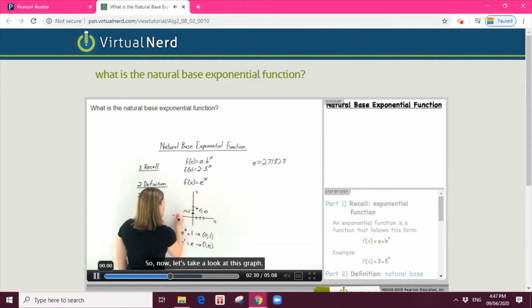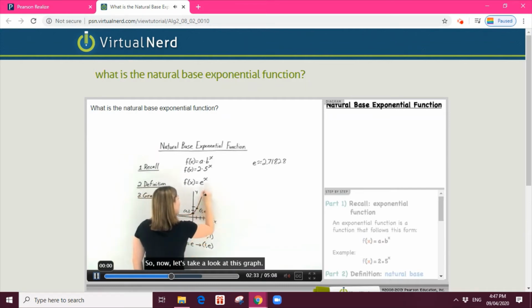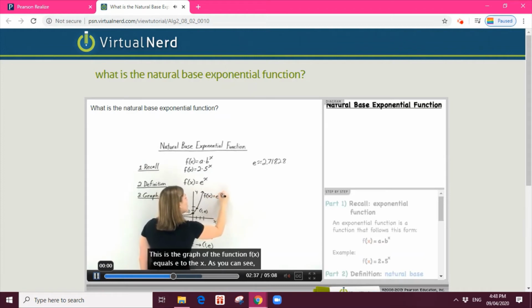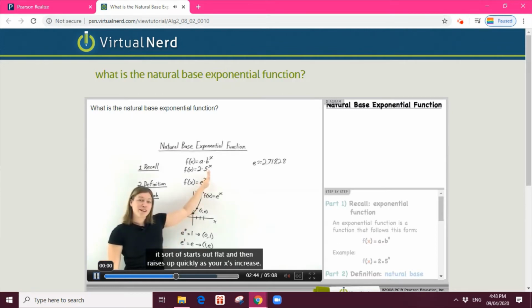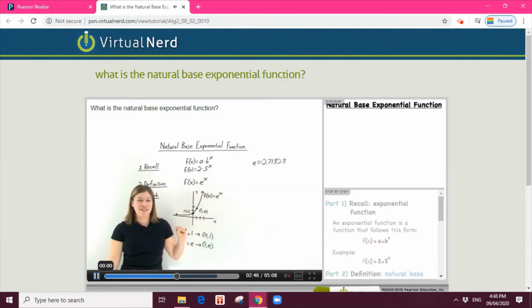So now, let's take a look at this graph. This is the graph of the function f of x equals e to the x. As you can see, it sort of starts out flat, and then raises up quickly as your x's increase.